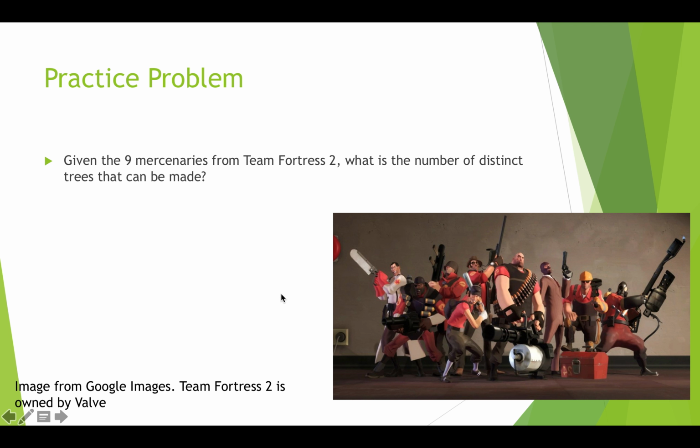Just as a little practice problem: given the 9 mercenaries from TF2, how many distinct trees can you make? This is a pretty simple, straightforward problem. Given 9, you can plug that in: 9 to the 9 minus 2, which is 7, so 9 to the 7th, which is approximately 4.8 million. That's a lot of trees.